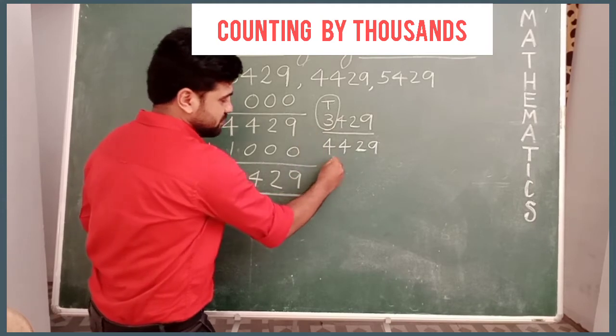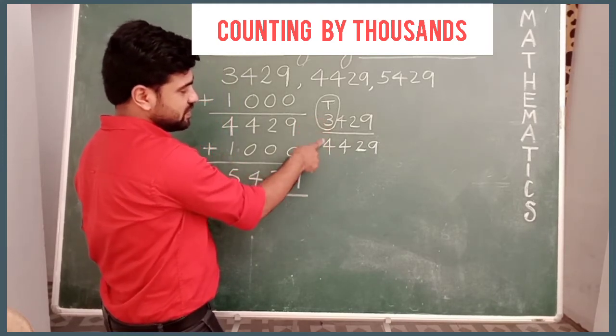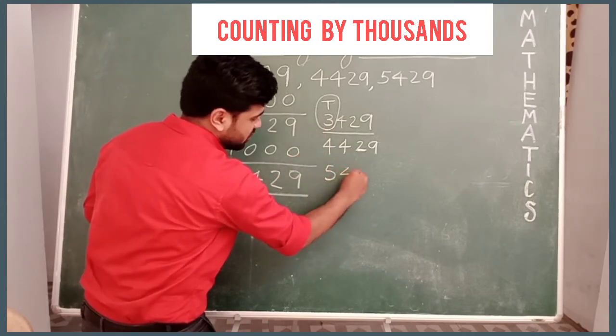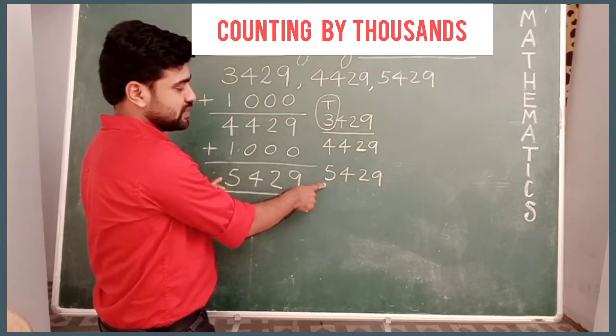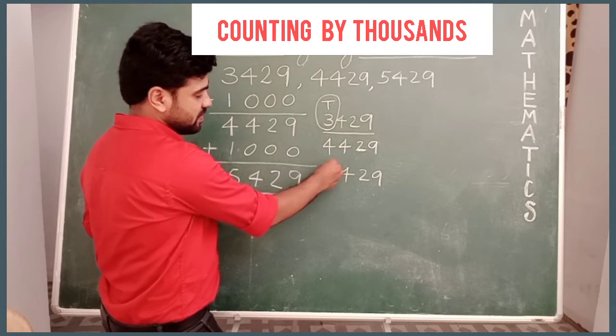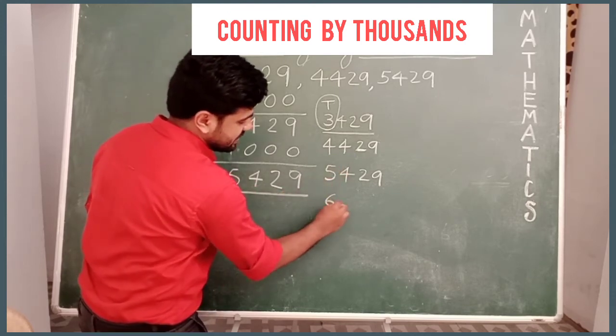Then next number. 3 was the first number. Then we change that to 4. Next is 5. 5429. Counting by 1000, next number. What is the number that comes in thousands place after 5? That is 6.